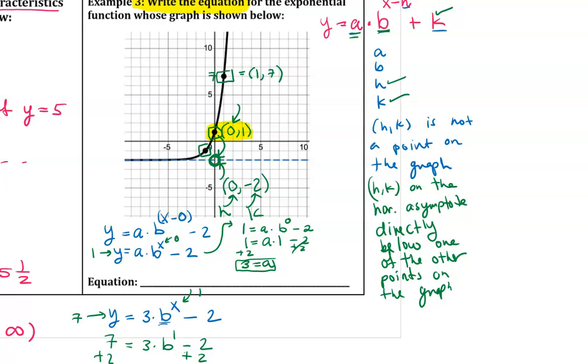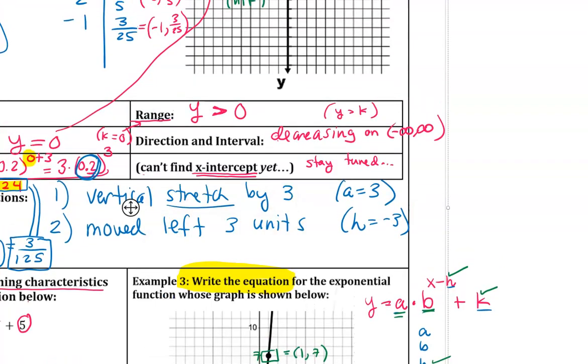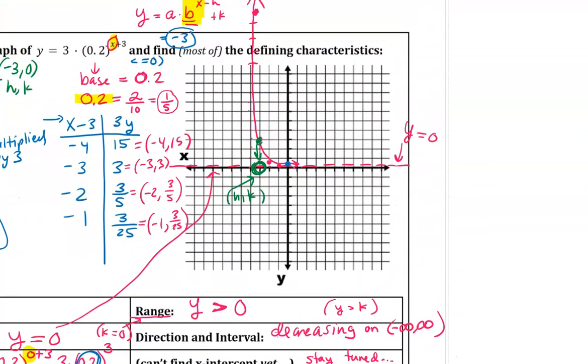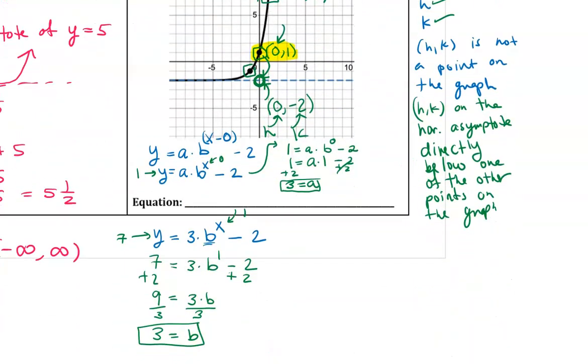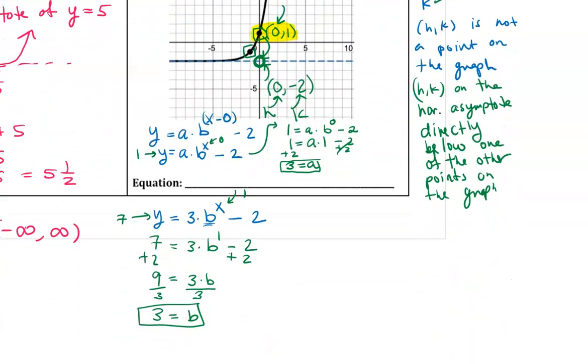Because remember, the reason that I realized I can do that is because that's where h and k always end up. It always ends up directly below one of the points on our graph, but on the asymptote. Okay, so I now have all the things. I can put everything back together again. So my equation would now be, here's my a value, so that's 3. Here's my b value, and that's another 3. I'm raising that to the power of x, and then minusing 2. So here is one sample equation for this graph.